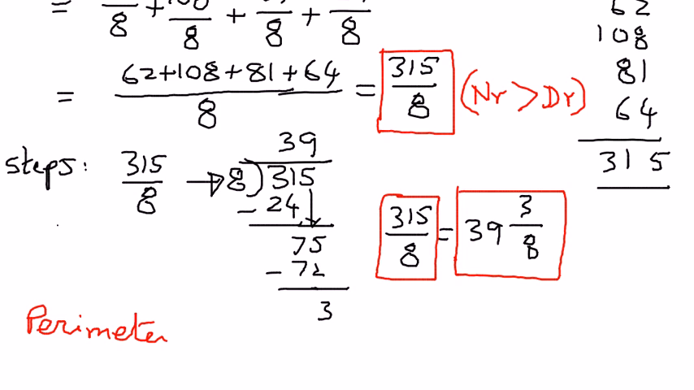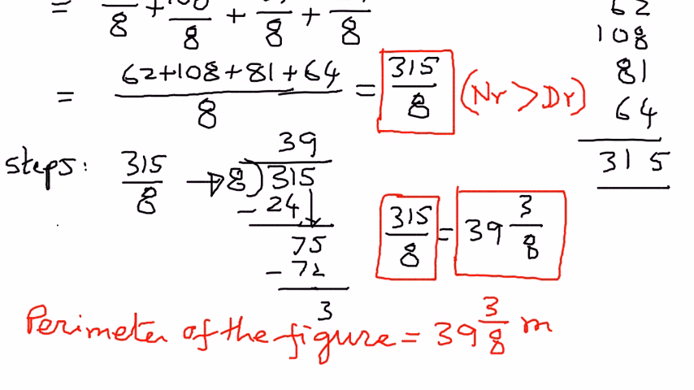Therefore, we're going to write the perimeter of the figure which we just saw. Perimeter of the figure is going to be equal to 39 3/8 miles. That is the perimeter of that figure. So this is how we can use addition of fractions to relate to real world application problems. In my next presentation, we shall see more application problems related to addition, subtraction of fractions.